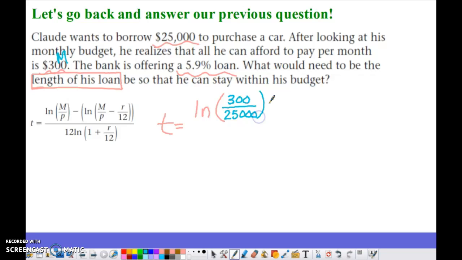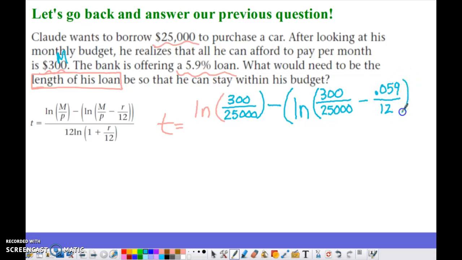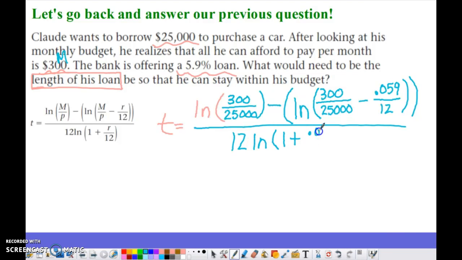Close my parentheses, then minus, parentheses, just copying straight from my formula, natural log of, again, my monthly payments, which is $300, over the principal, which is $25,000, minus my rate, my percent as a decimal, so 0.059 over 12, and close with parentheses, all divided by 12 times the natural log of 1 plus my rate, which is 0.059, again over 12.